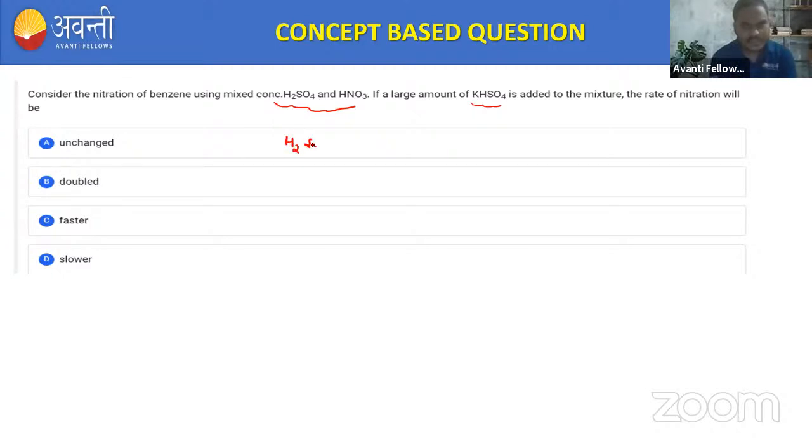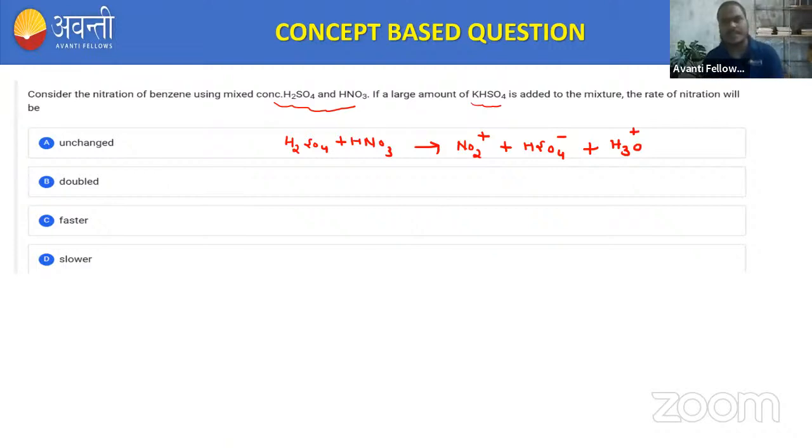Basically, why do you use H2SO4 and HNO3? Let me explain this first, then we will come to the KHSO4. Basically, H2SO4 is used in nitration because it is used to generate an electrophile, that is NO2 plus. They react to give HSO4 negative plus hydronium ion, that is H3O plus. ठीक है? So this is H2SO4 plus HNO3. They react to give NO2 plus and HSO4 negative plus H3O plus. ठीक. So यहाँ पे हमें क्या मिला है? NO2 plus, which acts as an electrophile.